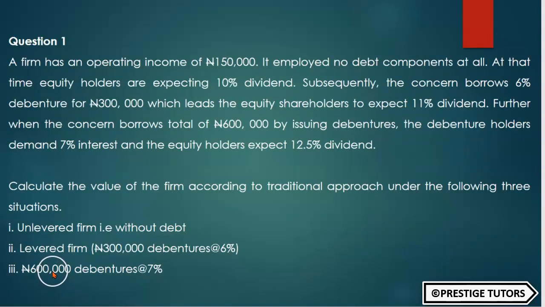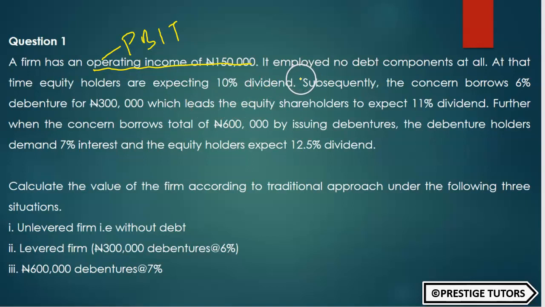Let's just take an example. All the story we'll be talking about, let's look at it. Question 1. A firm has an operating income of 150,000 naira. Now, operating income can also be said to be our profit before interest and tax. The profit you make from operations before you pay the interest to the debenture holder and before you pay the tax to the government. So anywhere you hear operating income, it is talking about profit before interest and tax.